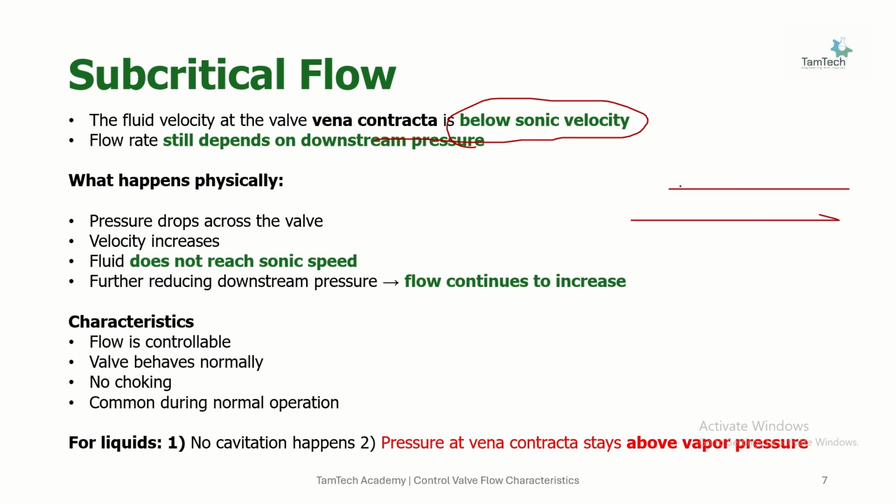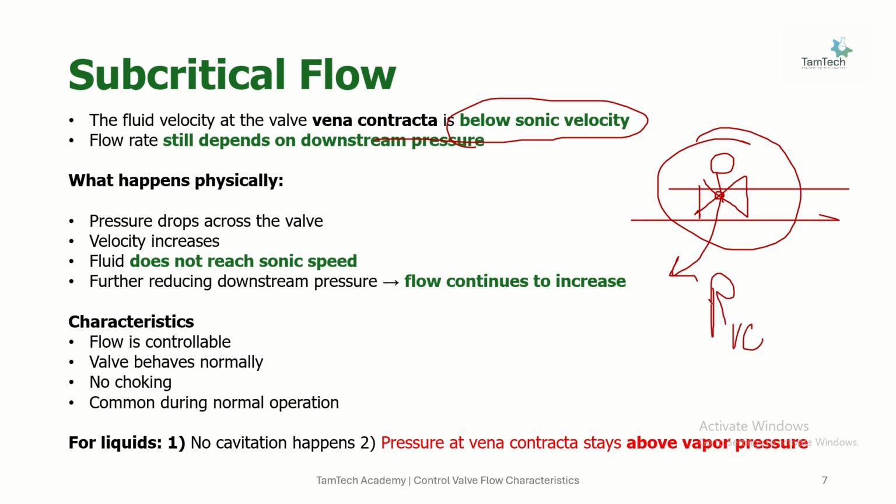If I show you the same figure now, which was again the control valve, we said that at this point, PVC, which is the vena contracta, your fluid velocity is already below the sonic velocity, which is what we actually want to have in our valves. So which is the typical one.